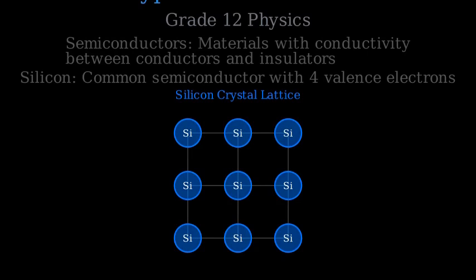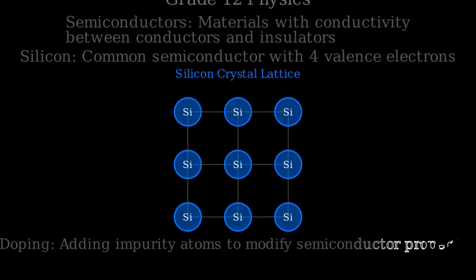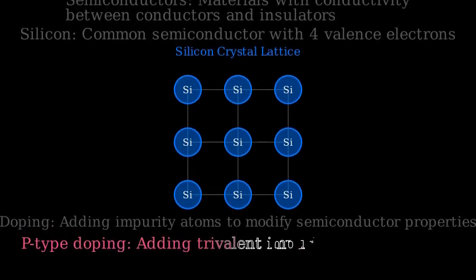Now, let's see what happens when we create a P-type semiconductor. P-type semiconductors are created through a process called doping, where we add impurity atoms to the silicon crystal. For P-type semiconductors, we add trivalent impurity atoms like boron, which have only 3 valence electrons instead of 4.